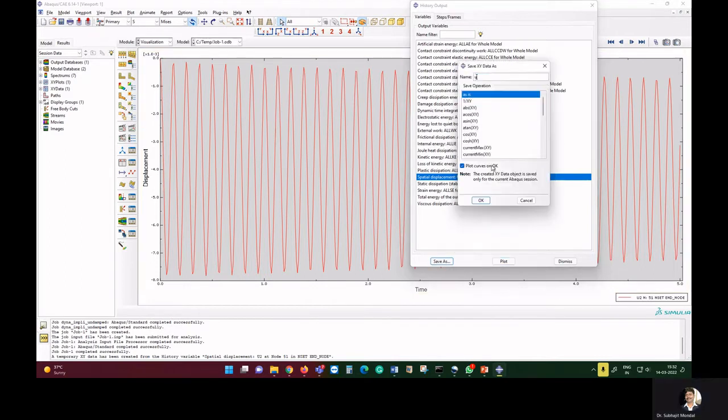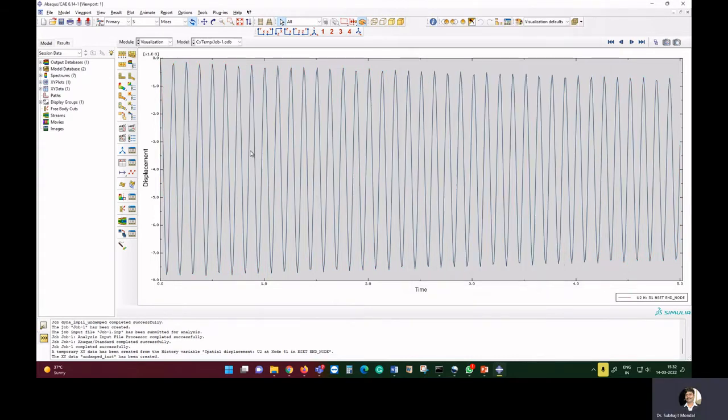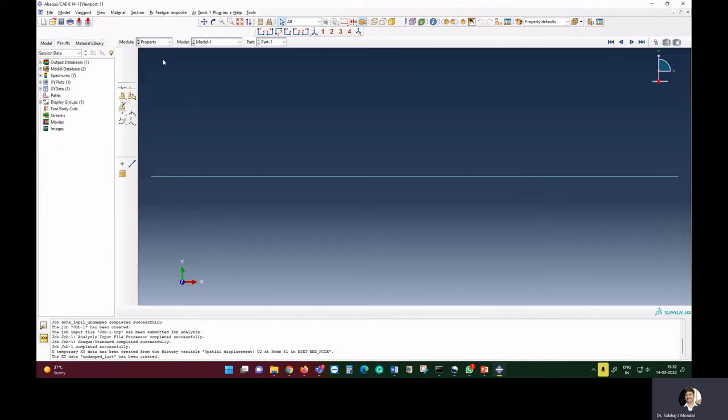That is your undamped instantaneous response. So this response corresponds to your steady state part. Now we are going to introduce damping.